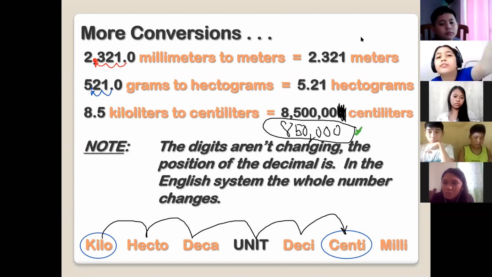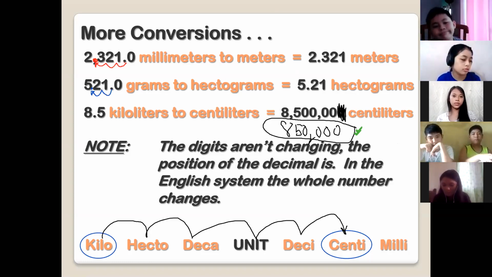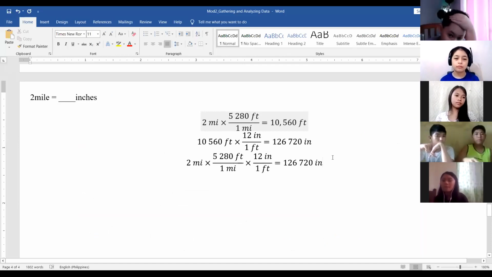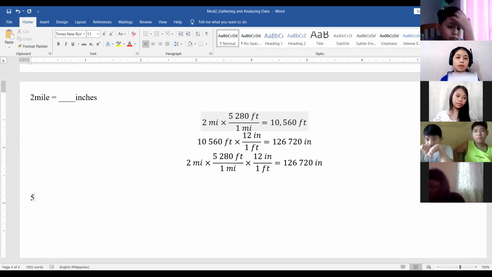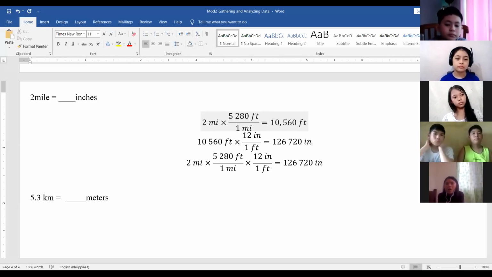Question regarding the conversion on the metric system: if you wish to do the conversion the same way as the English system is done, we can also do that here. Let me give you an example. We have 5.3 kilometers. Convert that to meters. How many meters are there in 5.3 kilometers? So your solution goes like this.